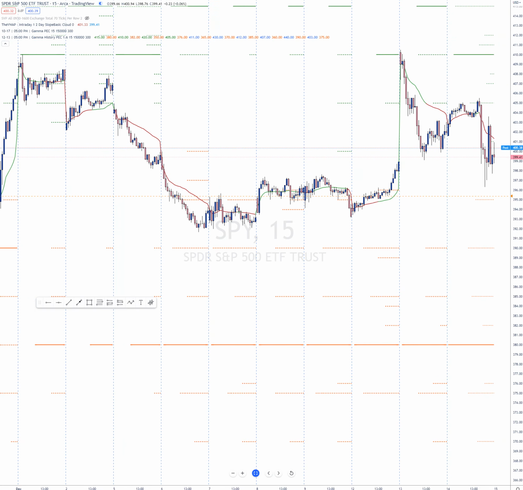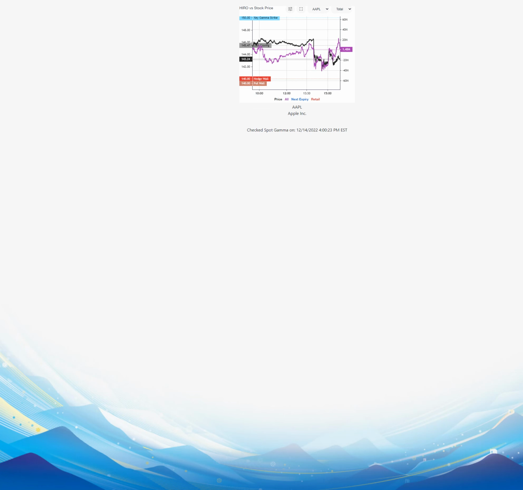But I'm sharing this with you because I want to show you that the Discord room is completely free. Every day I teach you not only how to use gamma levels, but I show you how to use order flow. I show you how to read the live flows. This is something else that we do a lot in the room: look at the live tools.